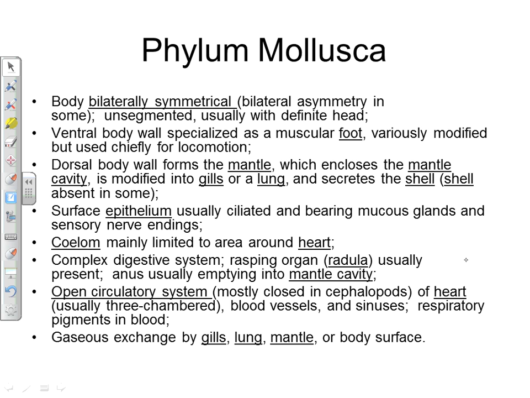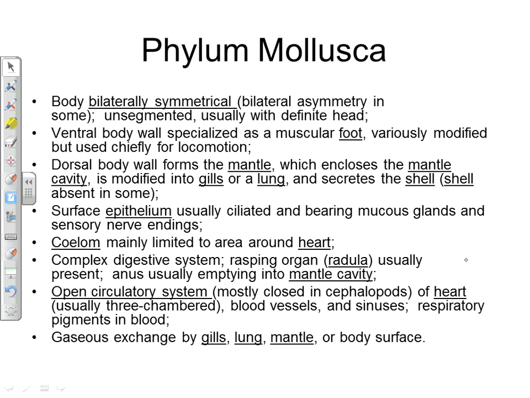Their dorsal wall, or their back wall, is called the mantle. And this basically encases their body. It also, in some of them, will become the gills or the lungs, helps to make those. And in the ones that have a shell, it helps to make the shell. It actually secretes the shell.